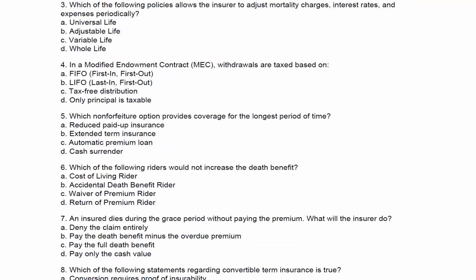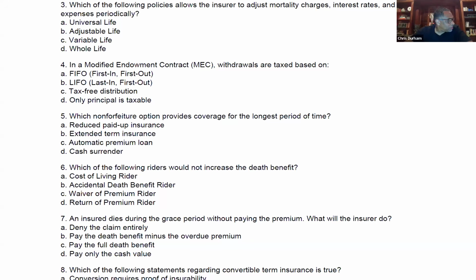In the modified endowment contract, MEC withdrawals are taxed based on A, FIFO, first in, first out, B, LIFO, last in, first out, C, tax-free distribution, or D, only principal is taxable. I'm gonna go with C. The answer is B. Ooh, okay, can you explain that one? I got a good test for y'all tonight.